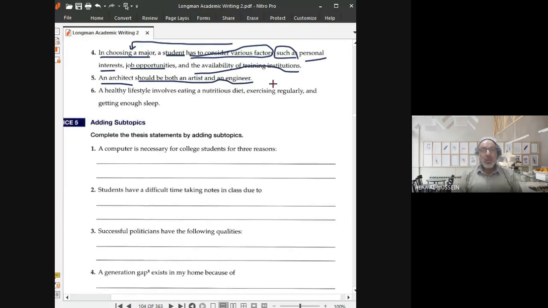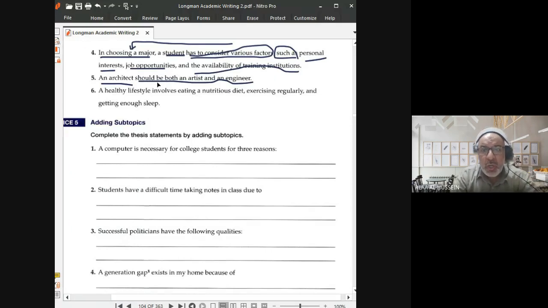Okay, thank you very much, all of you. As an architect, sometimes we have certain types of verbs, for example when we use "should be both," or, for example, like number 6, "a healthy lifestyle includes." Sometimes we have the controlling idea, and at the same time it has built in, like 2 in 1. We have the controlling idea, and at the same time the controlling idea has included the sub ideas.